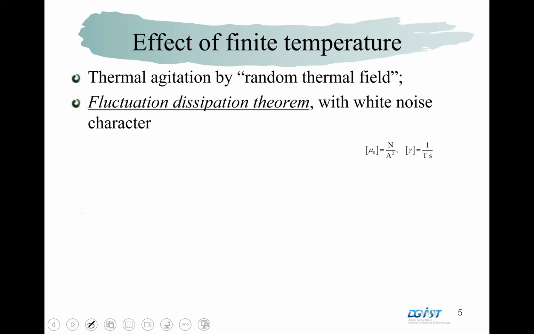So when we talk about magnetism, we always think about the Curie temperature. If we go above the Curie temperature, we lose the magnetic property. All magnetic properties disappear. So usually the Curie temperature of a ferromagnetic material is much higher than room temperature. But still, room temperature is higher than 0 Kelvin. So we need a finite temperature effect. Okay. So maybe you have heard about thermal agitation, meaning a kind of random thermal field.